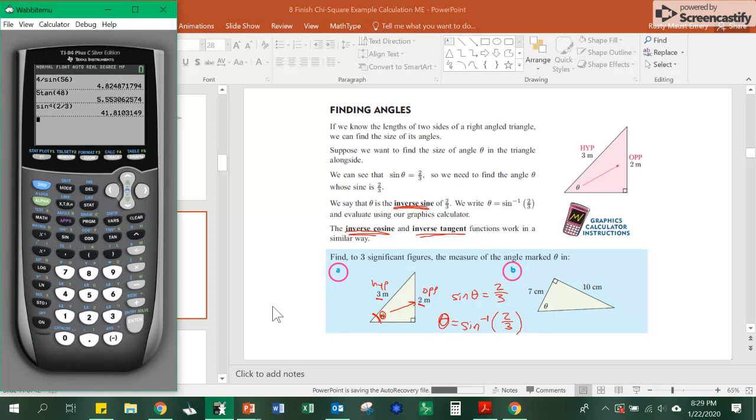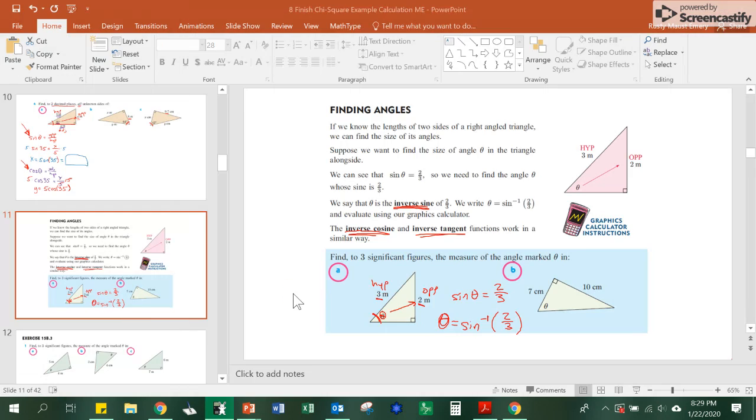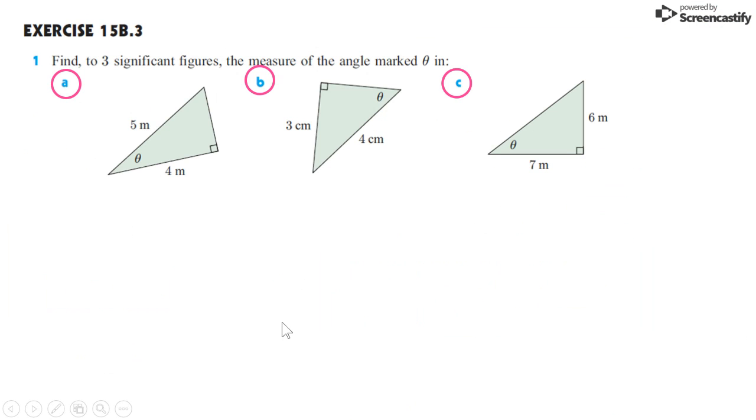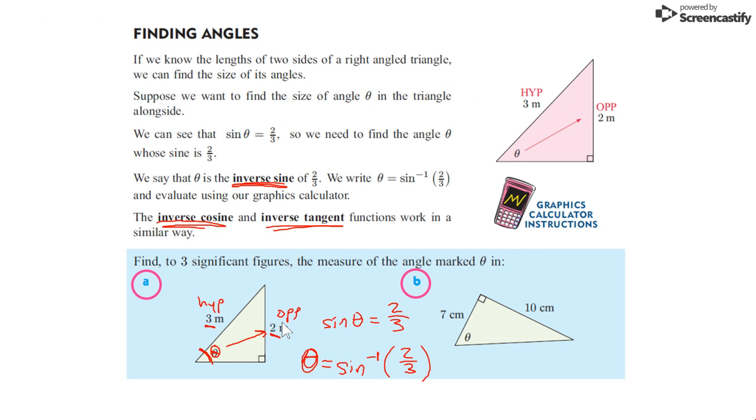Okay, so let's take a look at part B there. So part B, same thing, right? In reference to this angle, we have the opposite and we have the adjacent. So tangent of theta is equal to the opposite, 10/7, over the adjacent, right?